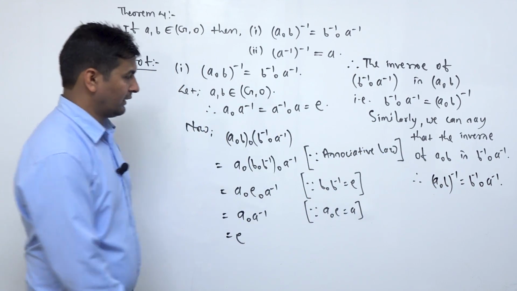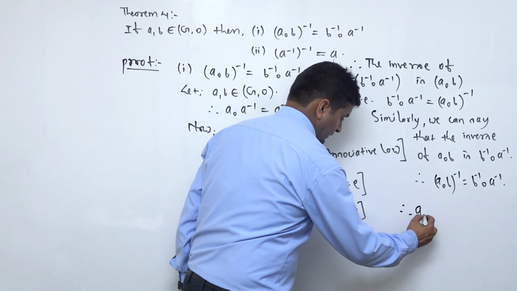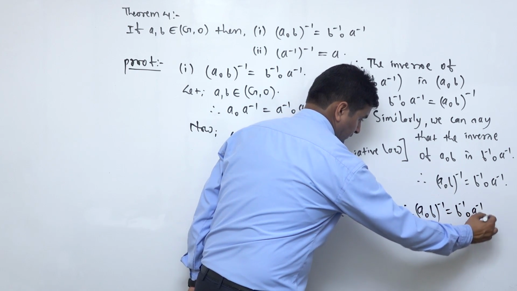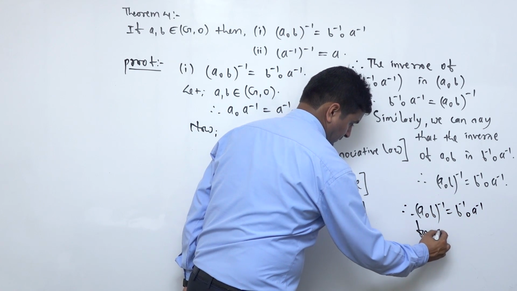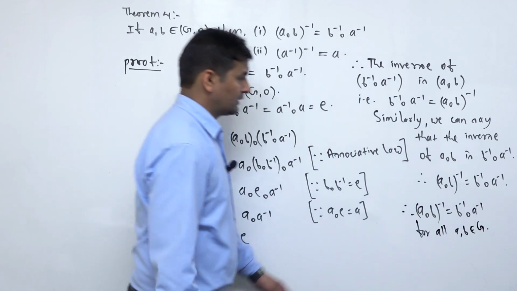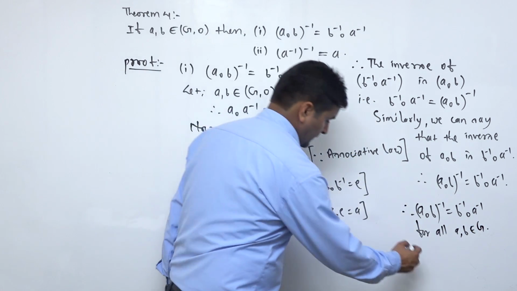Therefore what we can say, (a ∘ b) inverse equals b inverse ∘ a inverse for all a, b belongs to G. This is the proof of this theorem. It is proved.